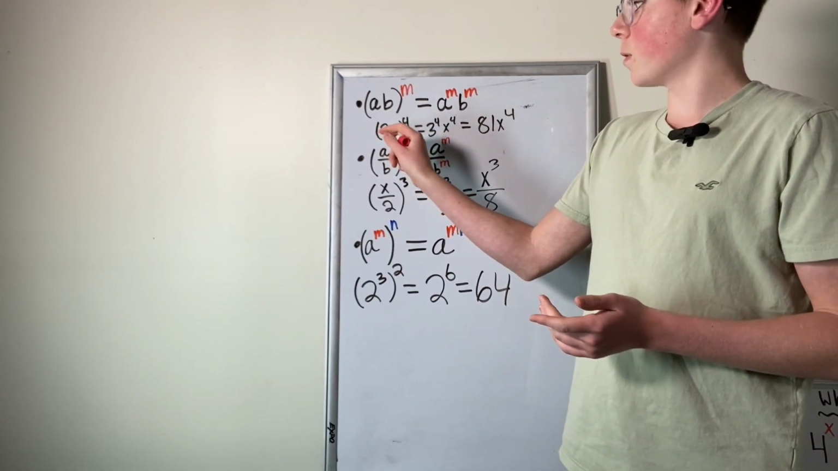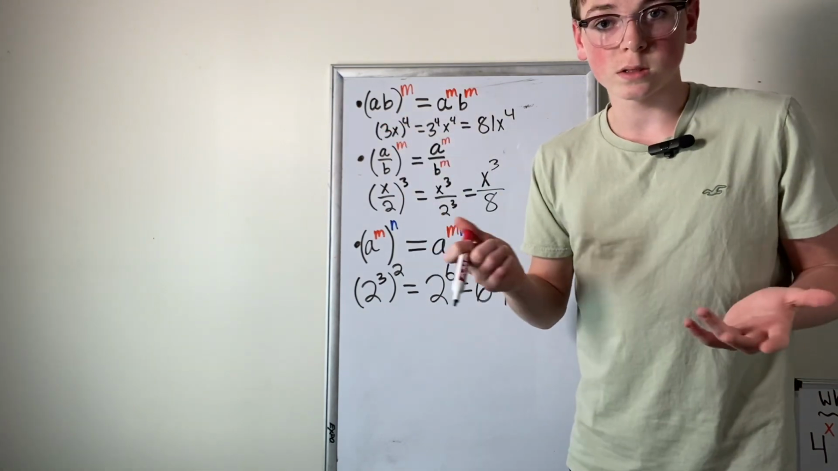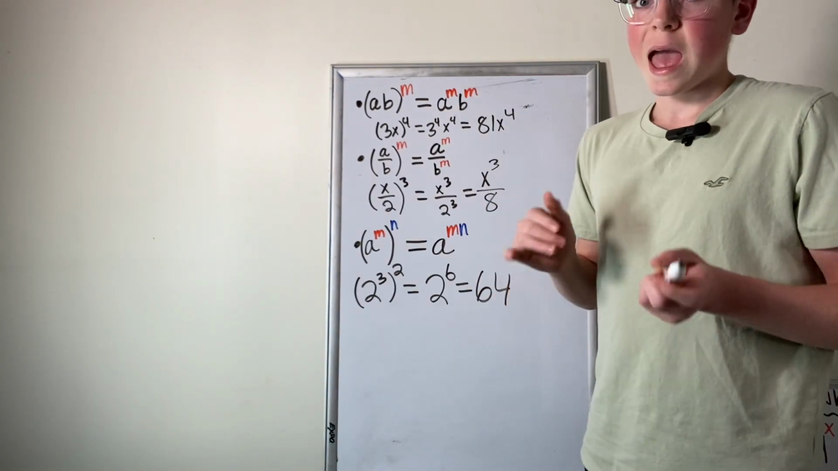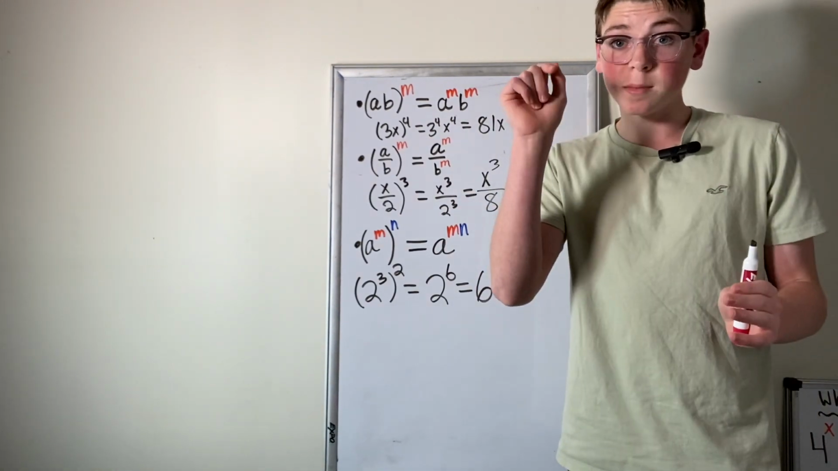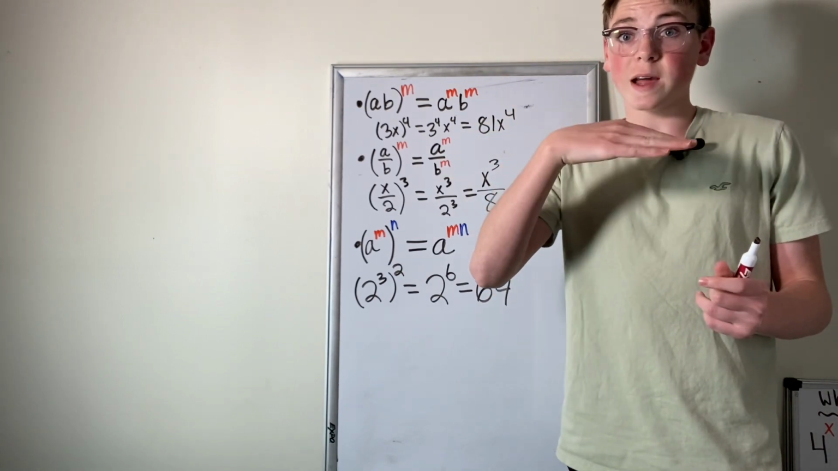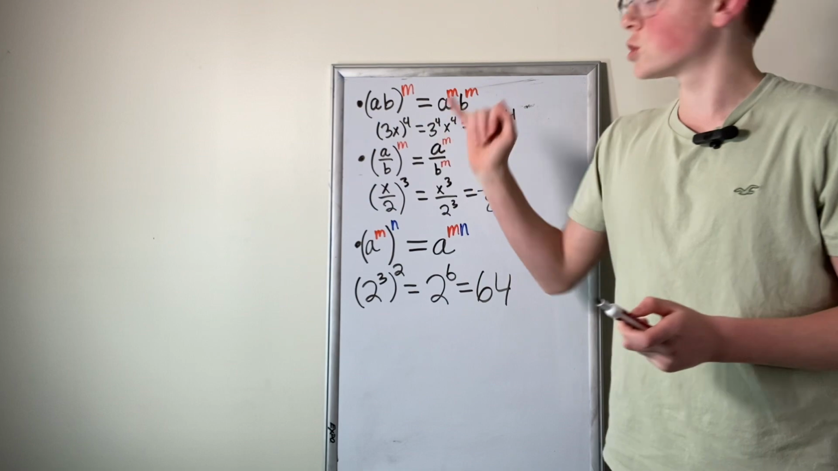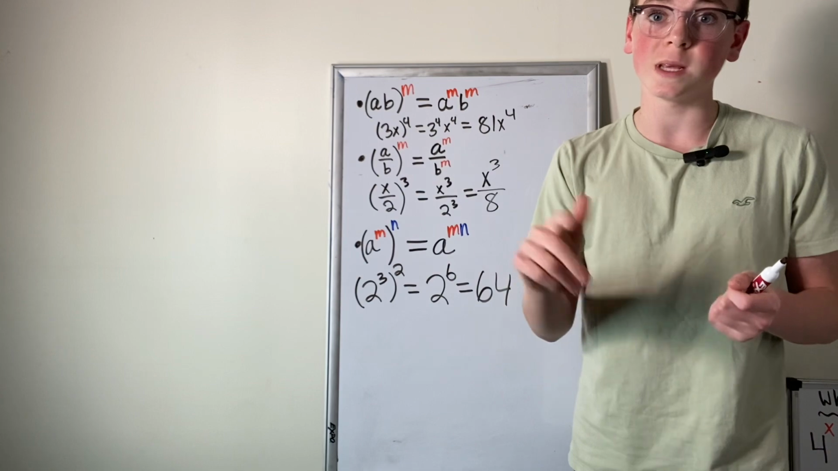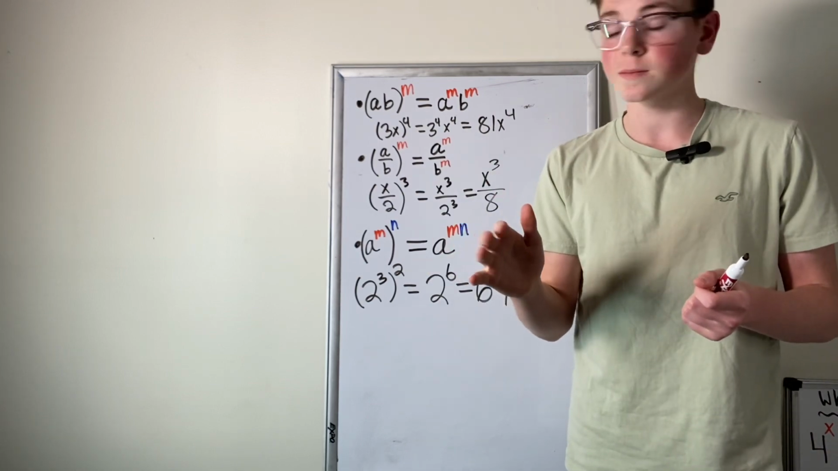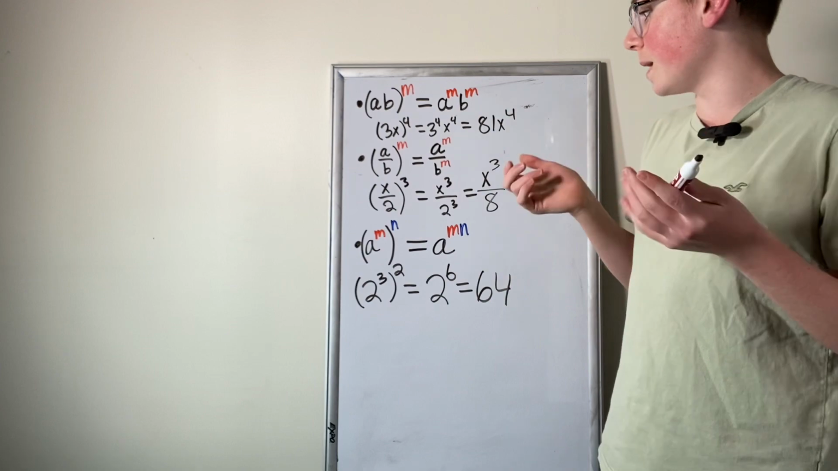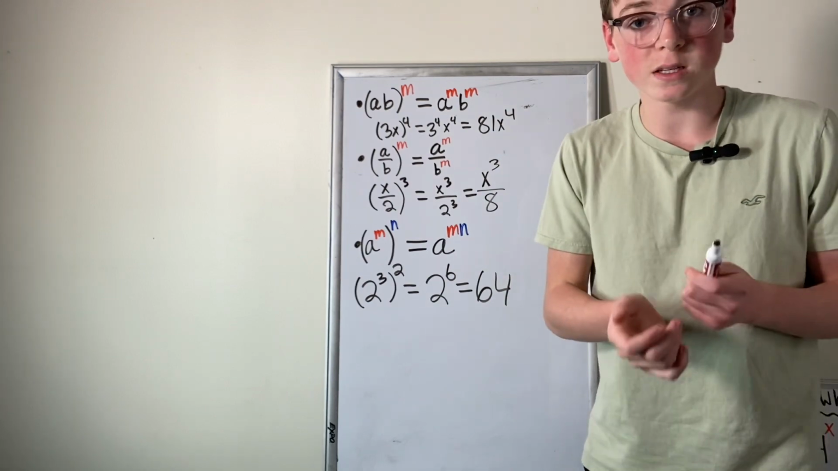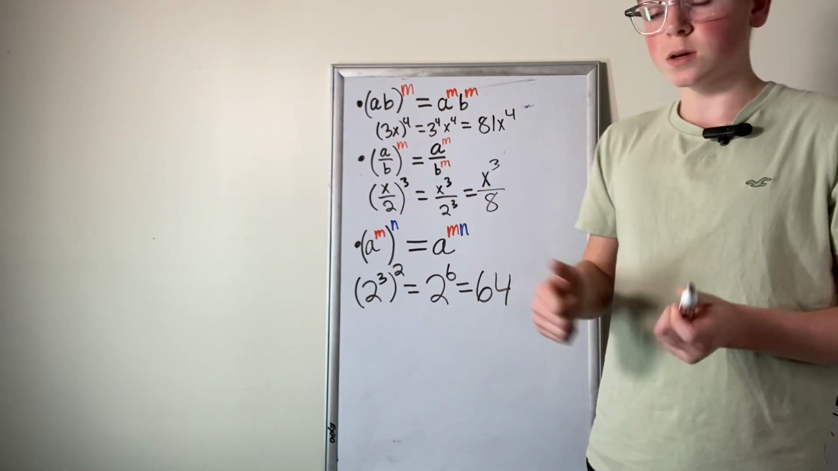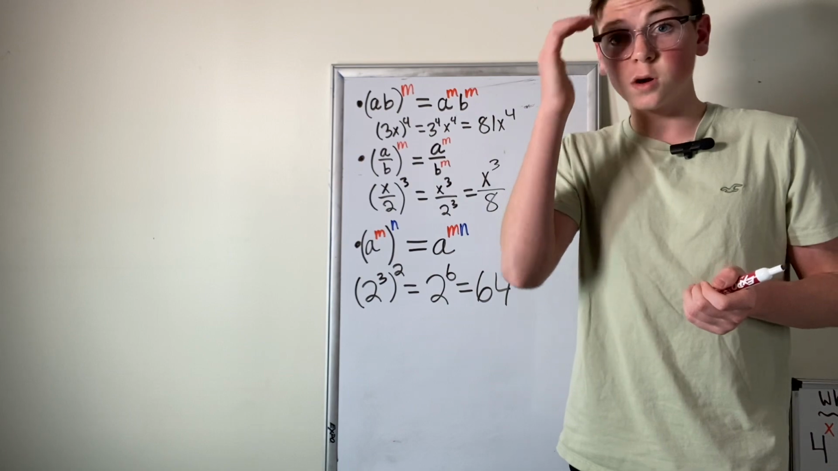So 3 to the fourth is 81, and x to the fourth is just x to the fourth. Now, similarly, (a over b) to the m is equal to a^m divided by b^m. Again, you are distributing this m. When it's a quantity to a power, you are distributing the power into it. So our example is (x divided by 2) cubed. Well, distribute: x cubed over 2 cubed equals x cubed over 8.